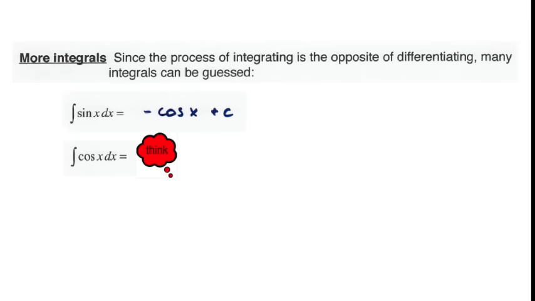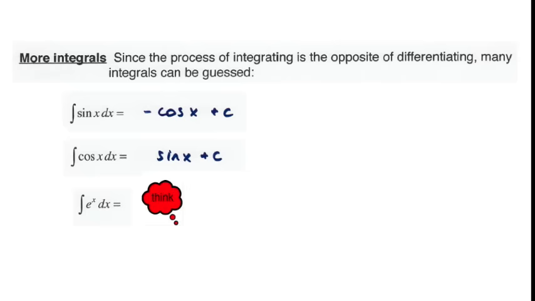Many more integrals can be guessed. Since the process of integrating is the opposite of differentiating, many integrals can be guessed. For example, the integral of sine x dx, we think for a minute, and we find that it's negative cosine x plus c. If I take the derivative of that, I will find sine x. Same thing here, what's the integral of cosine x dx? We think for a minute, and we find it's sine of x plus c. What's the integral of e to the x dx? Well, it's e to the x plus c.